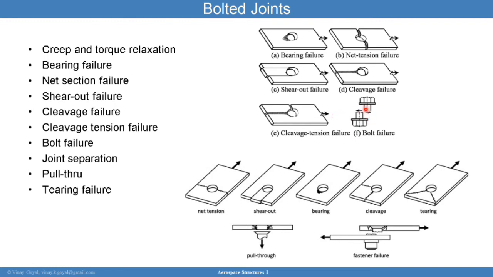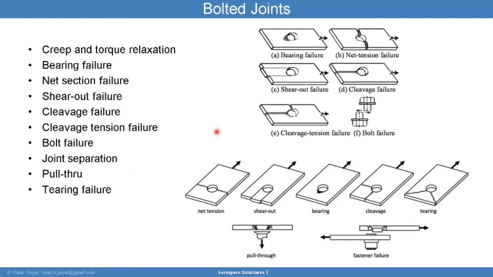There's also the bolt failure mode, so the bolts can fail. I didn't cover tearing yet, but tearing is another failure mode. And you could have fastener pull-through, where the nut fails or the threads fail, and you have pull-through of that fastener. I also want to talk about joint separation.